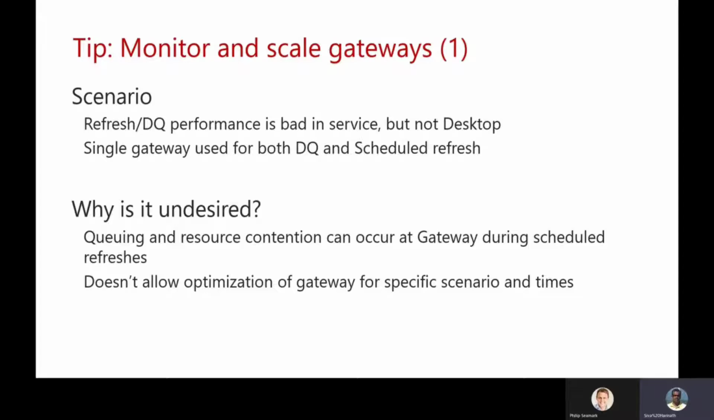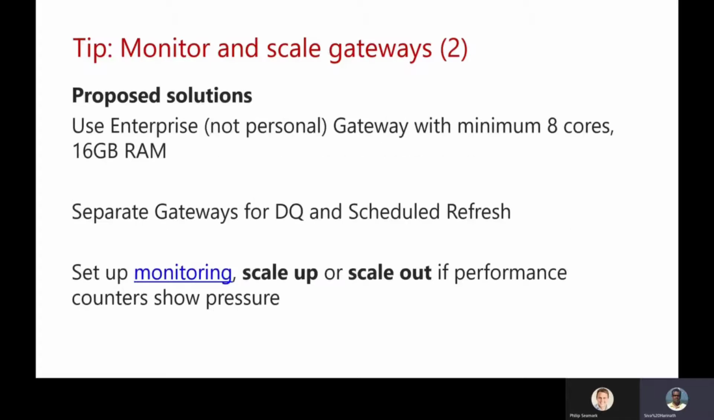Okay. So the proposed solution here is to use the enterprise gateway with a minimum of 8 cores and 16 GB RAM. And also consider splitting up the gateways. What we mean by that is, if you have all the direct query related gateways, like analysis services or direct query, you can put all of the direct query in one and scheduled refreshes in another one, right? Another gateway, split up into two different ones.